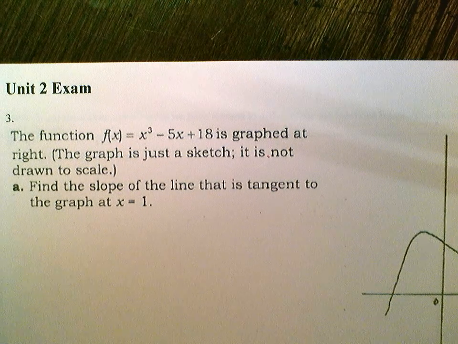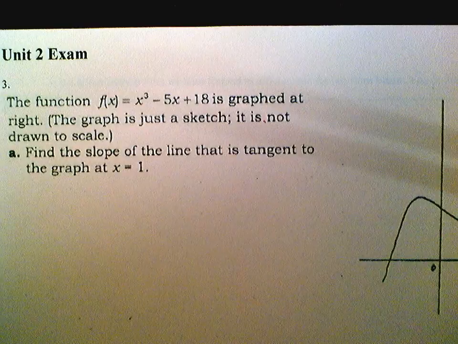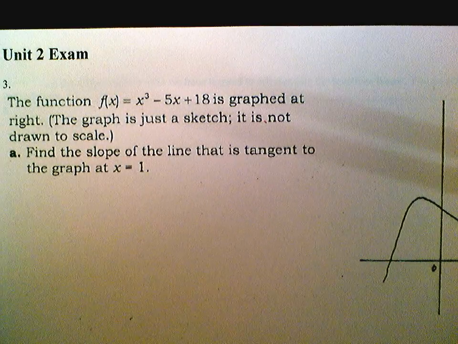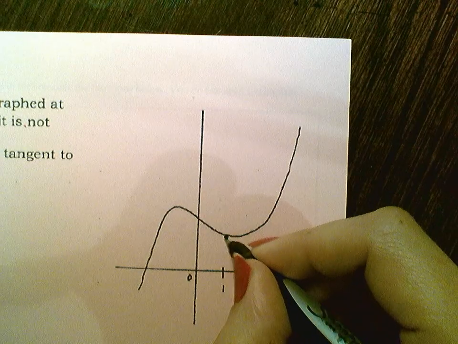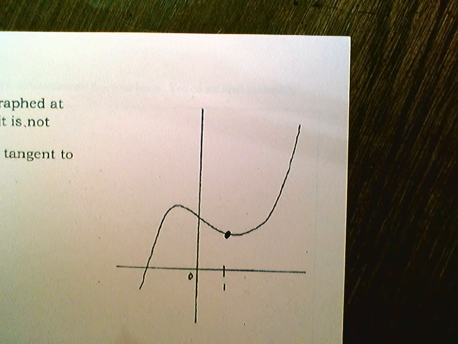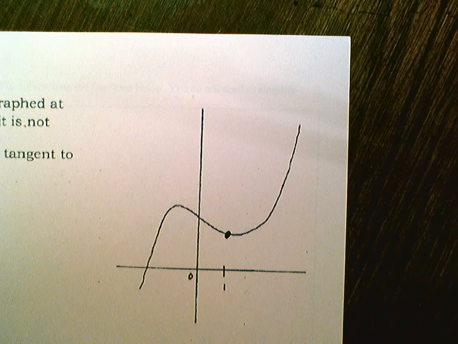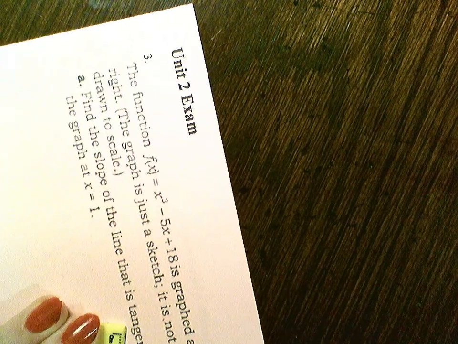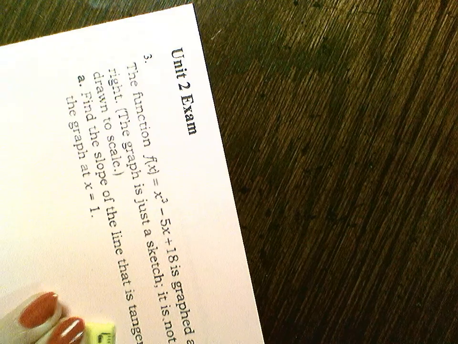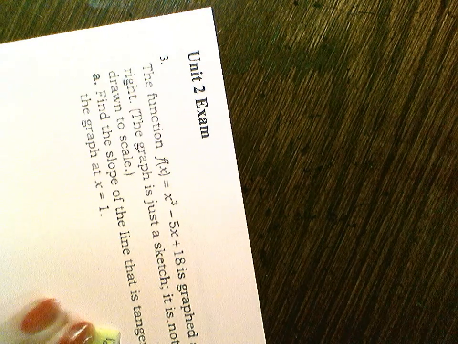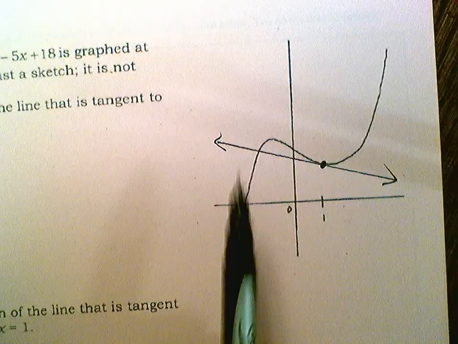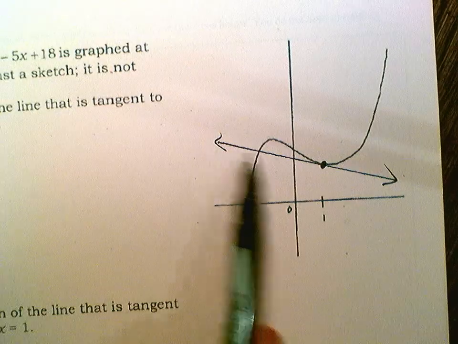Now, this one here, this function is graphed at the right. The graph is just a sketch, it's not drawn to scale. Find the slope of the line that is tangent to the graph at x equals 1. All right, so it doesn't hurt, guys, if you draw yourself a tangent line. You don't have to, but it might help you visualize what's going on. Okay, so this is the tangent line.